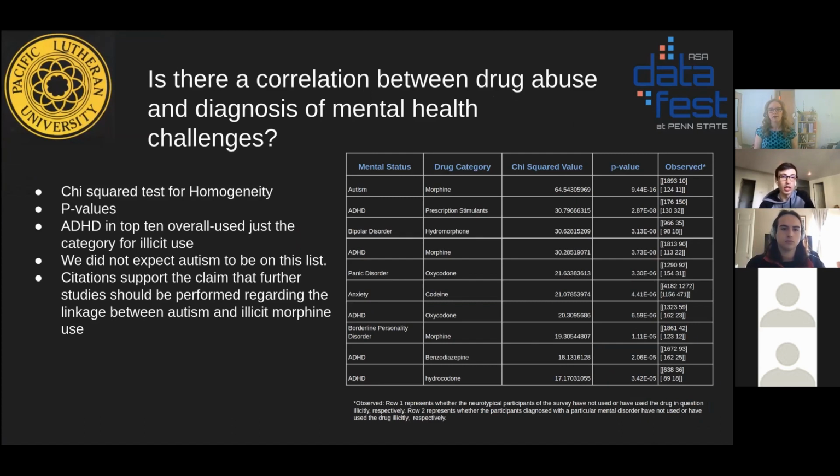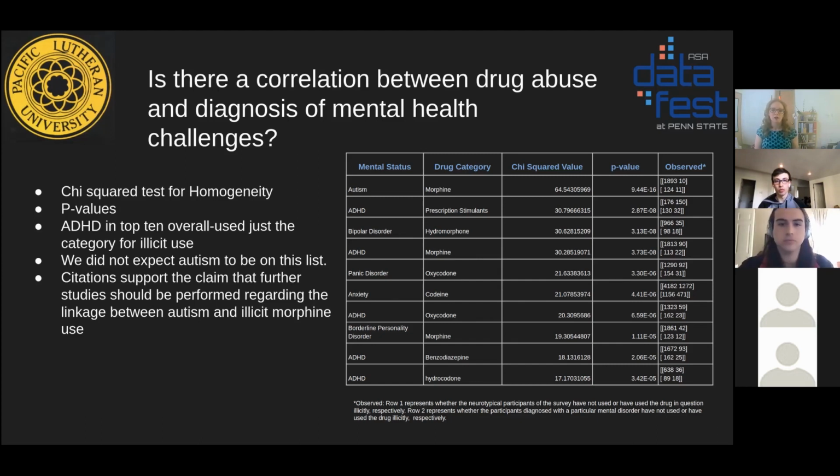To do this, we used a chi-squared test for homogeneity, where we broke down our data to look at the categories of mental disorders such as autism, ADHD, or bipolar, and their illicit usage of drugs such as morphine or prescription stimulants. We then performed the chi-squared test and obtained chi-square values and p-values, which we then used for further analysis of our data. We put the data into a data table and sorted by p-value from lowest to highest so we could see which mental disorders were the most divergent from the sample population with regards to drug usage.